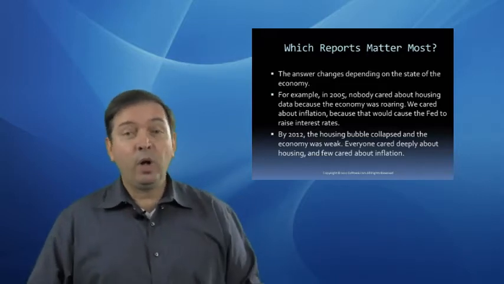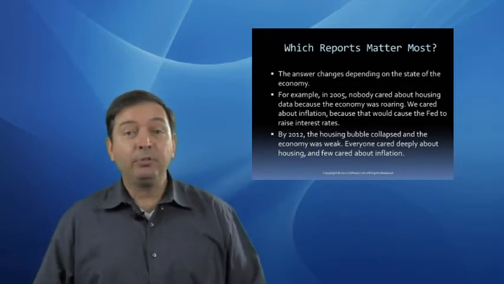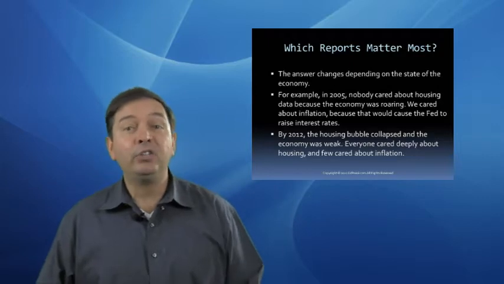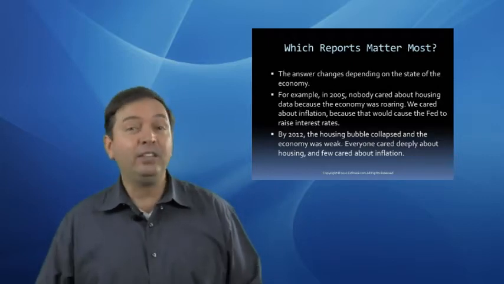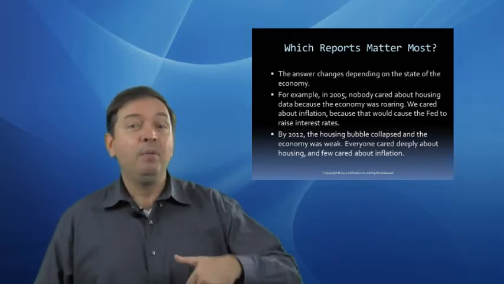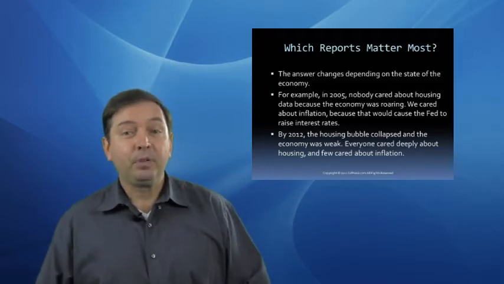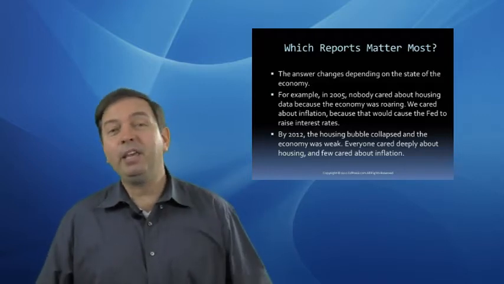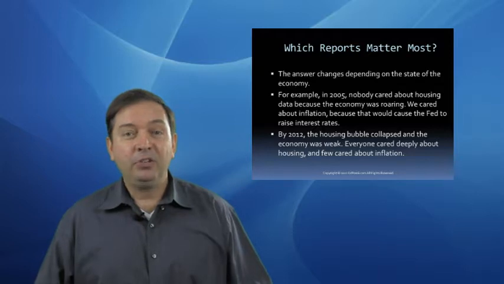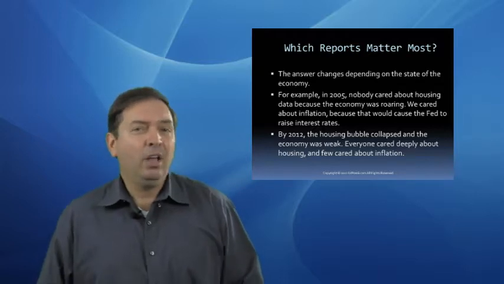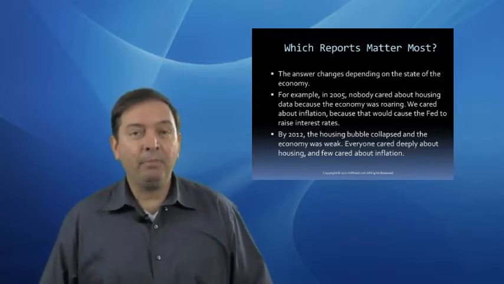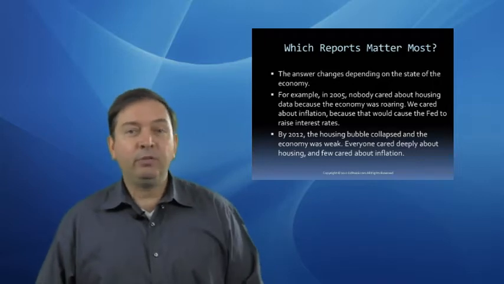But by 2012, the housing bubble collapsed. So we didn't used to care so much about housing numbers, but by 2012, we cared a great deal about housing numbers. They became maybe the most important thing. We cared very deeply about housing, and nobody cared about inflation. Okay, so when the economy is really bad, we don't really worry about inflation all that much. But housing becomes very important.